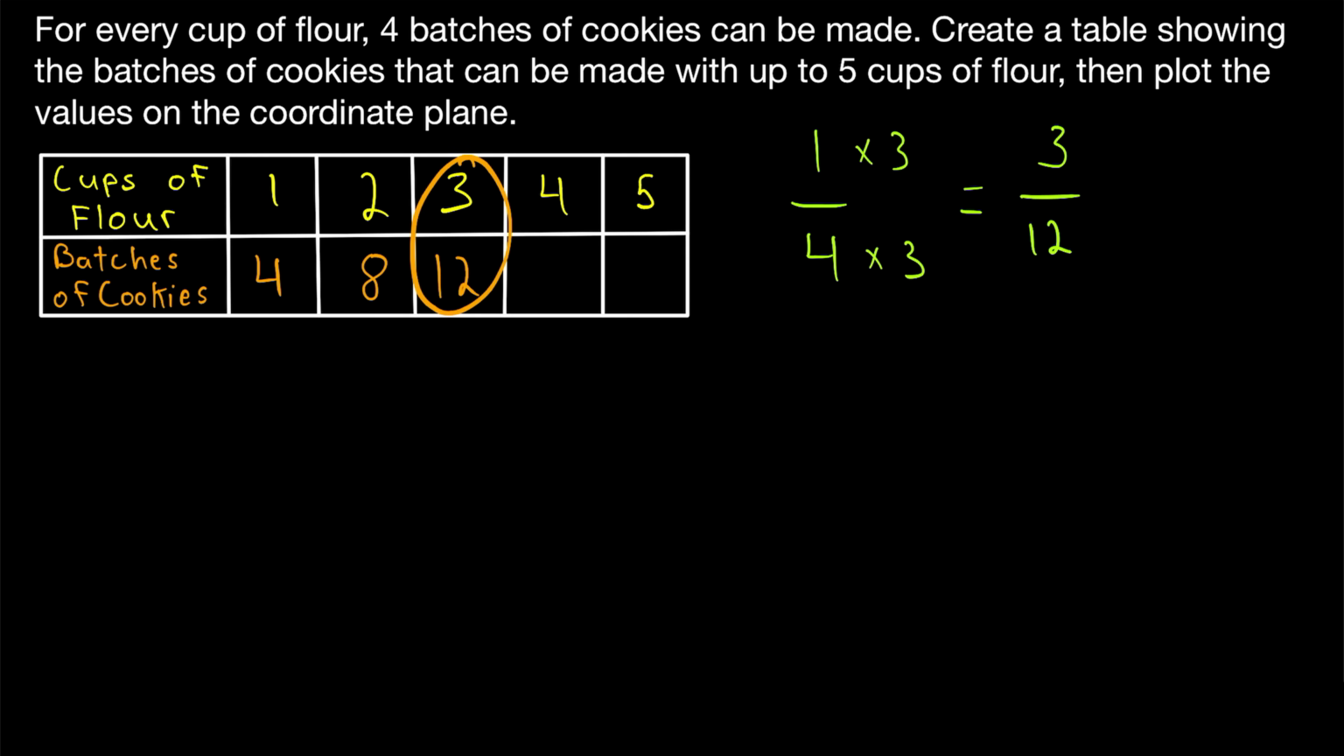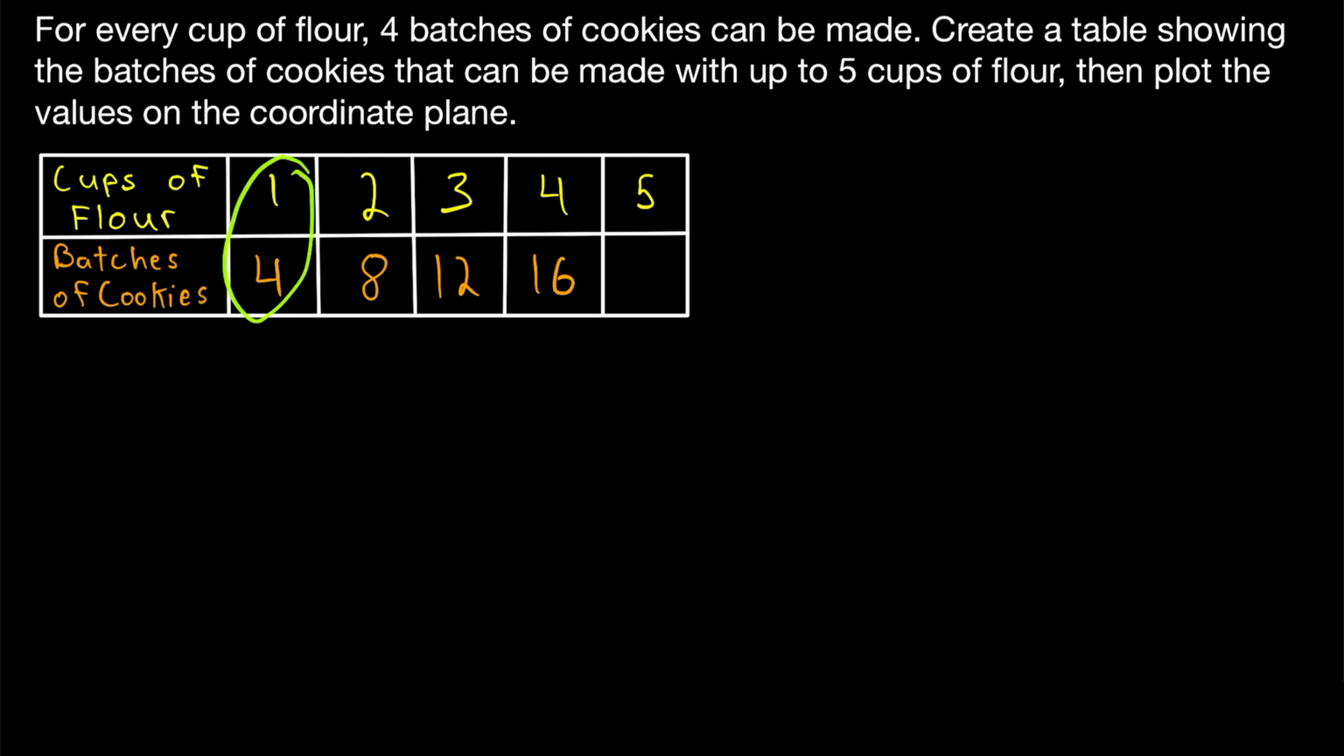And we could do the same thing to get from here to here. If we go up by 1 cup of flour from 3 to 4, then to keep the ratios equivalent, we need to go up by 4 batches of cookies. So 12 plus 4, that's going to give us 16. And then finally, how about 5 cups of flour? How many batches of cookies can we make if we've got 5 cups of flour? Again, we could figure that out any of the ways we've already discussed. We could scale up the ratio of 1 to 4, or since we had to add 1 cup of flour to get from 4 to 5, we could add 4 batches of cookies to get from 16 to 20.